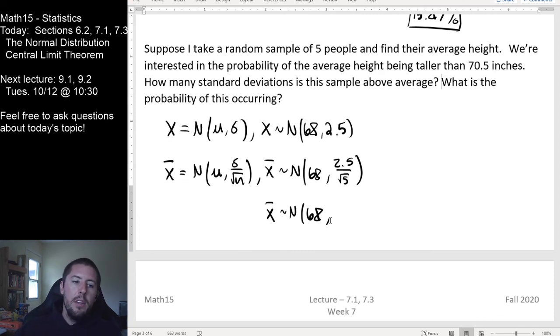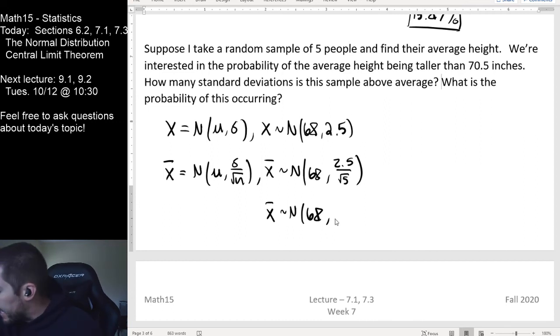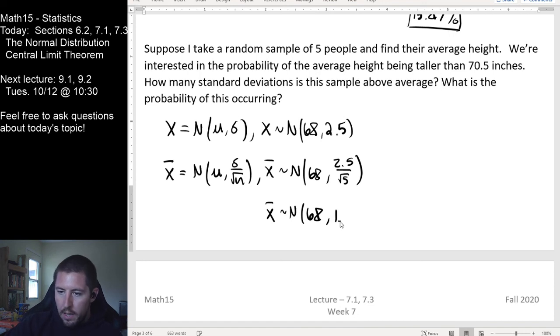By the way, keep decimals on your standard deviation. Don't chop this too far off. 3 decimal places at least, if not more. But again, I'm getting 1.118. You should notice that we have a much smaller standard deviation than before. This is my sigma sub x bar right here, because it's harder for a group of 5 people to deviate from average than it is for 1 person to deviate from average.